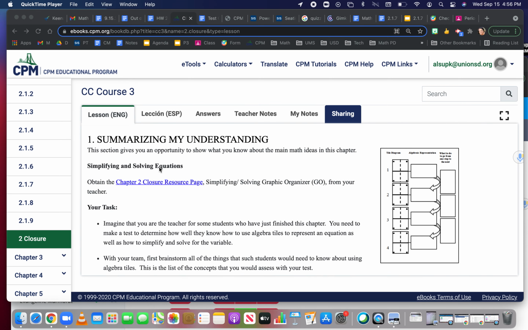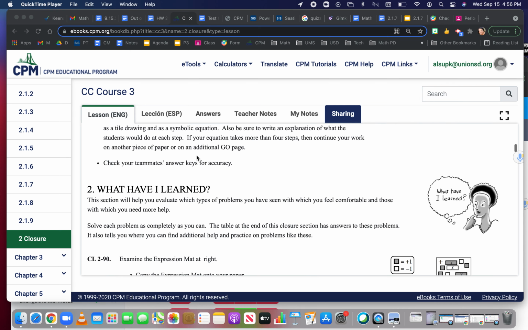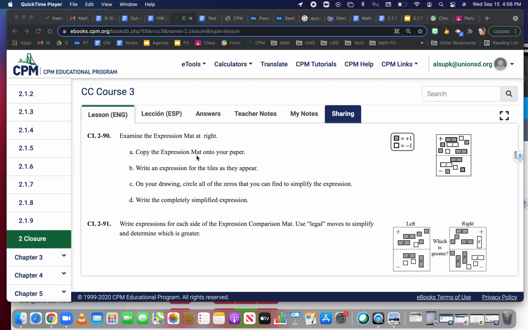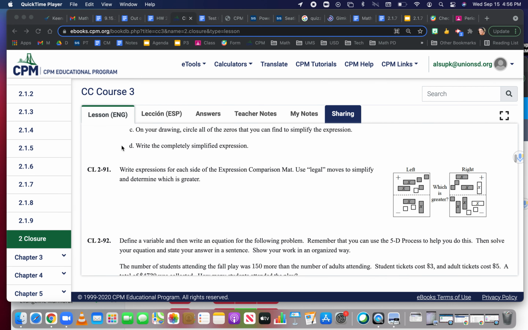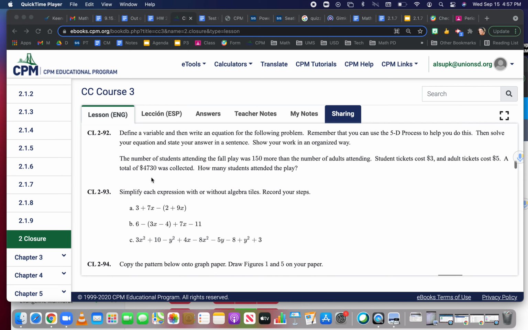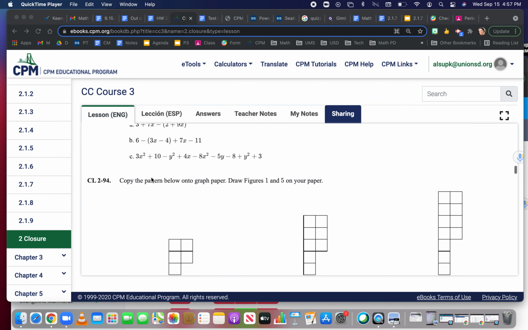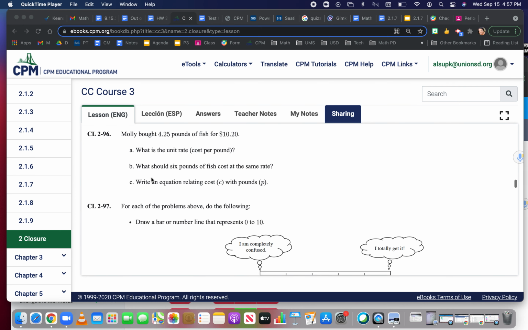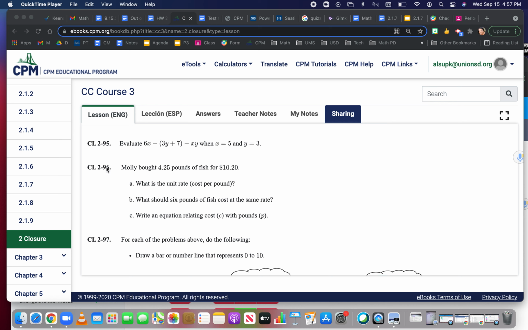We can skip the summarizing your understanding for now, and you're going to go down to these closure problems here. So it starts with number 90, and your test is almost identical to the closure problems. So this is the best place to go to study, and you can start doing this now. So we have all of these types of problems, and it ends at 96.